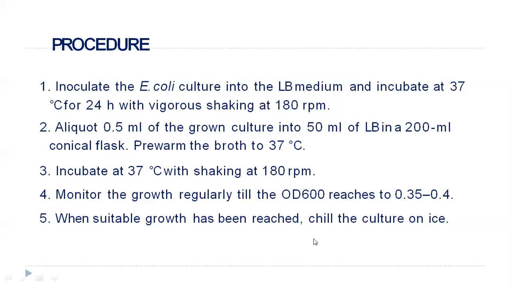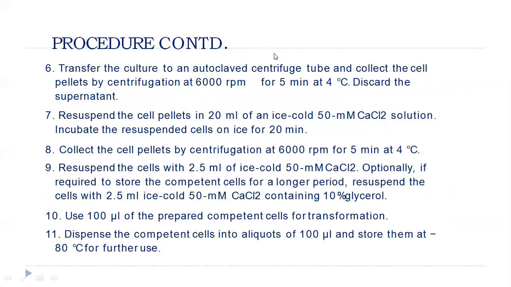When suitable growth has been reached, chill the culture on ice. Then transfer the culture to an autoclaved centrifuge tube and collect the cell pellets by centrifugation at 6000 rpm for 5 minutes at 4 degrees. So this is the chilled centrifugation for 5 minutes, and this is the rpm.